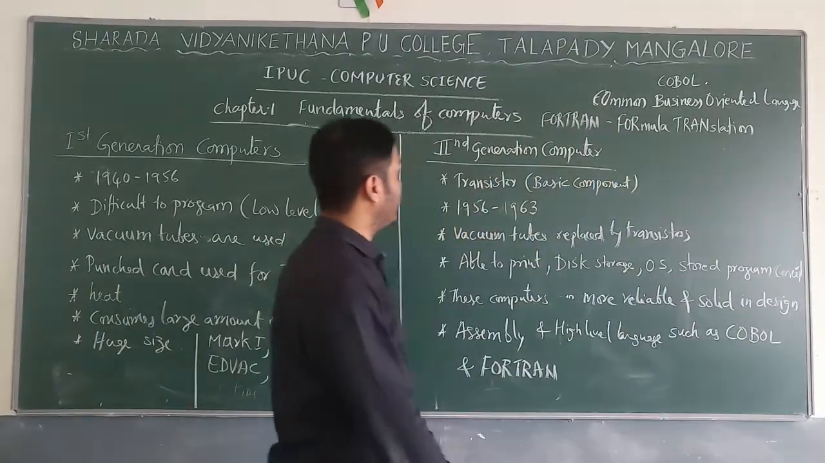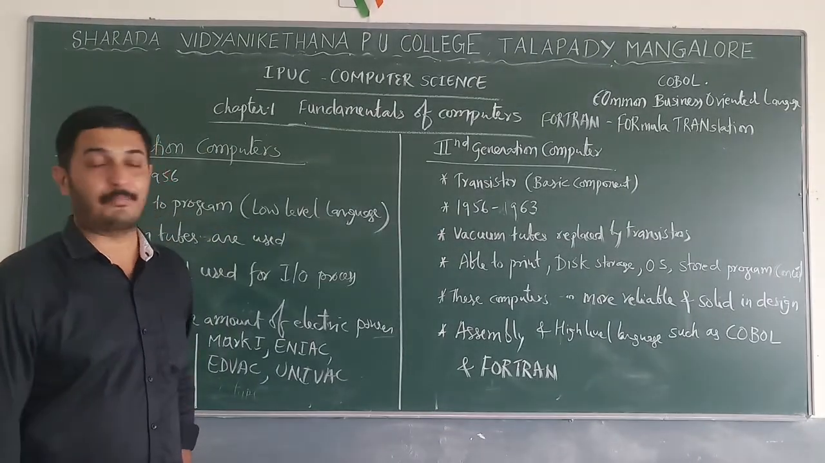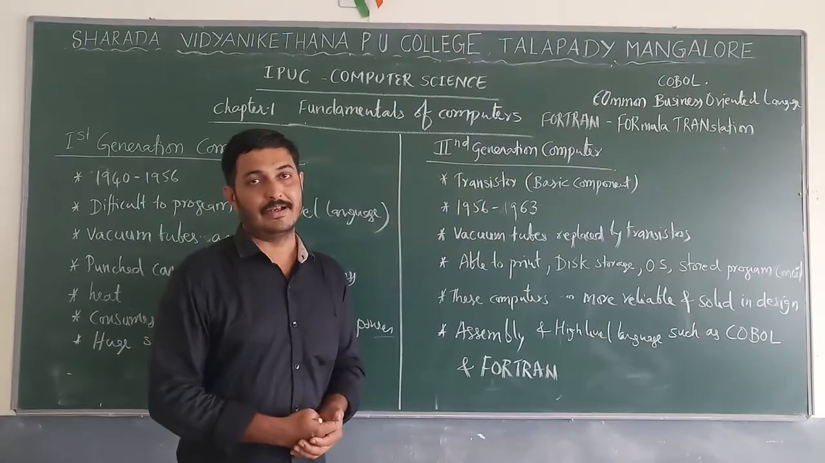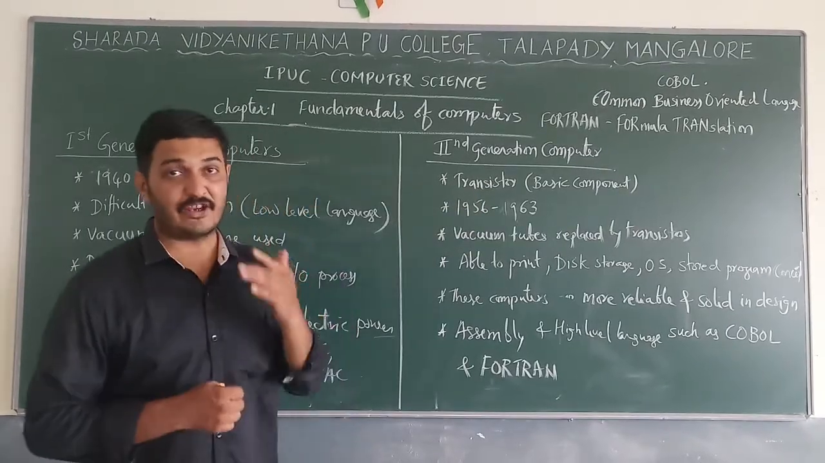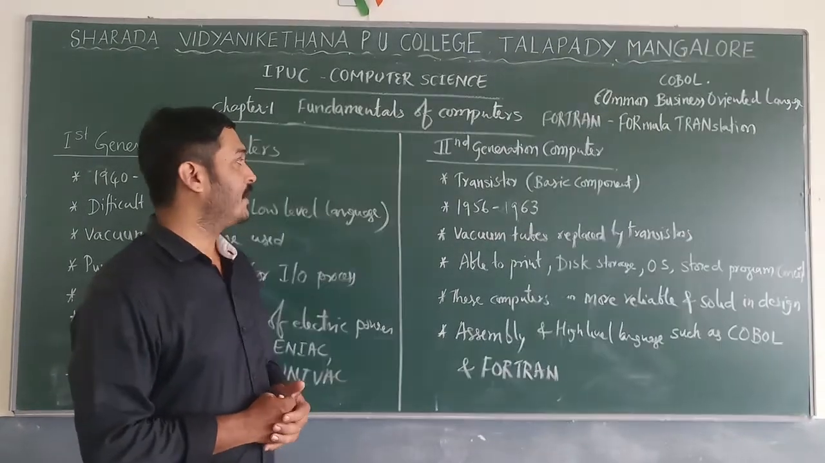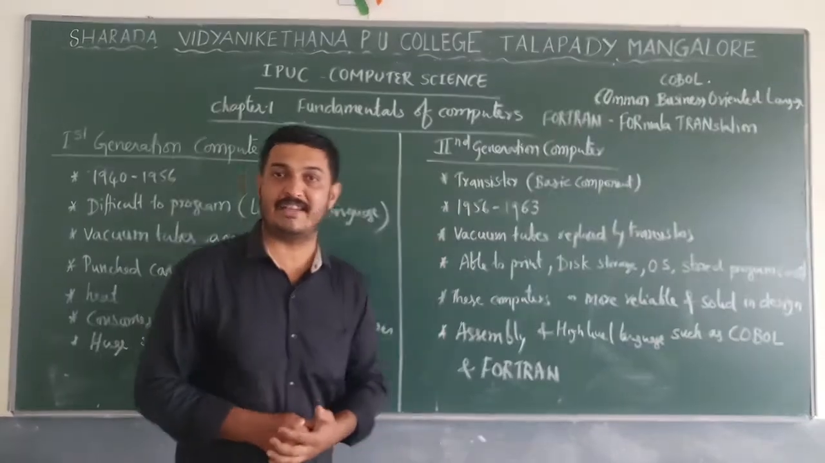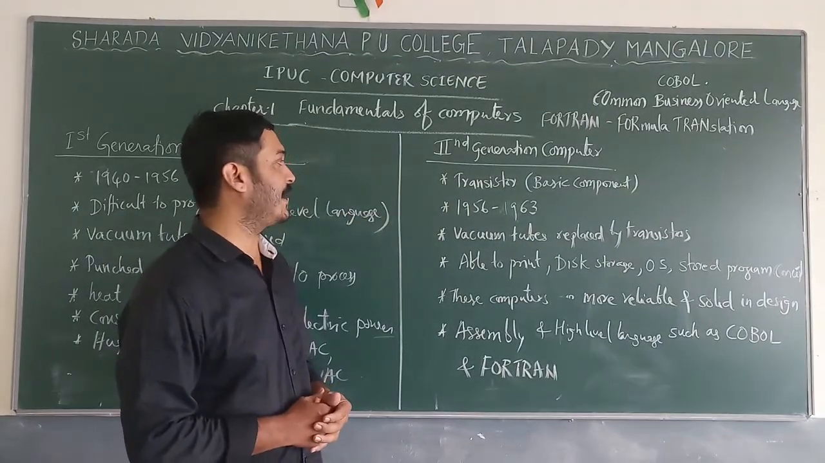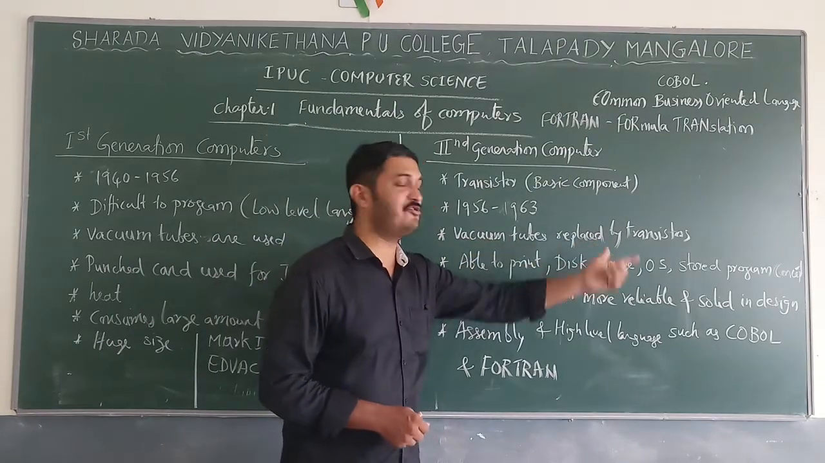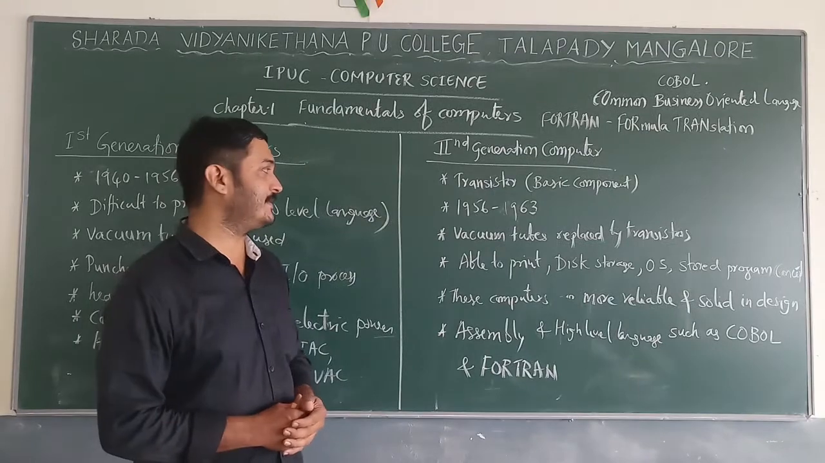And next, second one. Last class we studied about second generation computer. In the second generation computer, transistors are used instead of vacuum tubes. So the basic component used in second generation computer is the transistor. Next one is the period during 1956 to 1963, and vacuum tubes replaced by transistors.